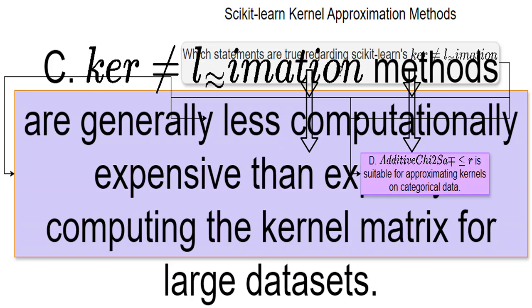This statement highlights the core advantage of kernel approximation techniques. Calculating the entire kernel matrix for large datasets is slow. Kernel approximation methods provide a speed boost by trading some accuracy for much faster performance.